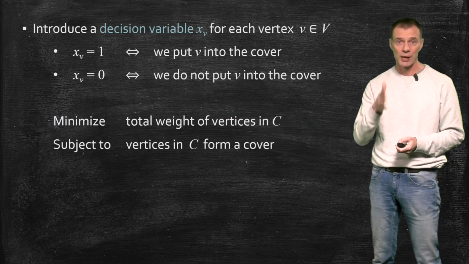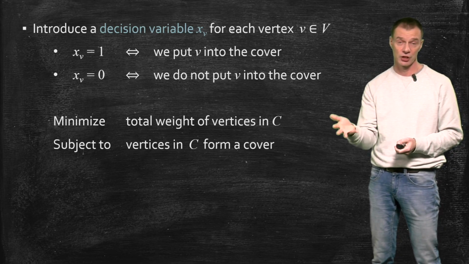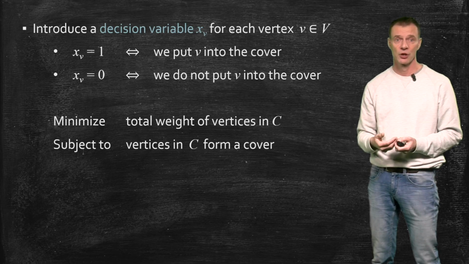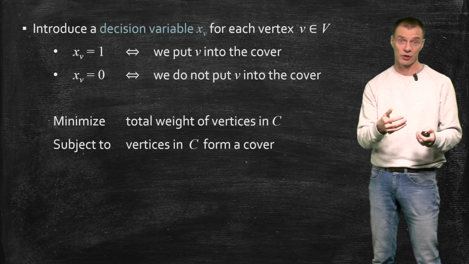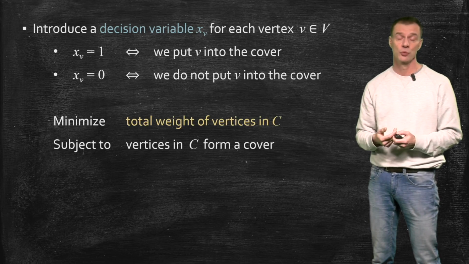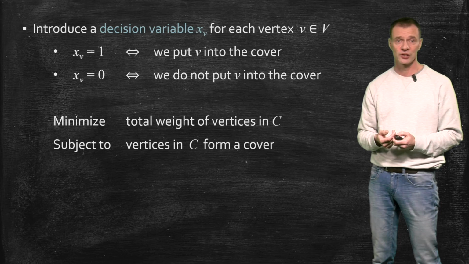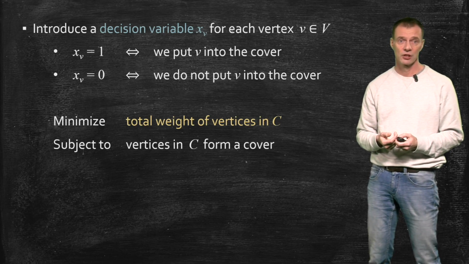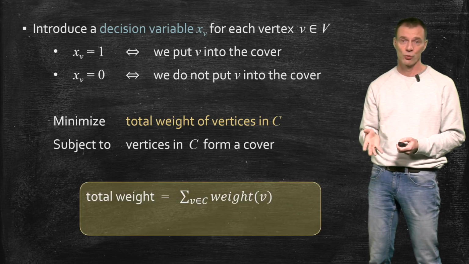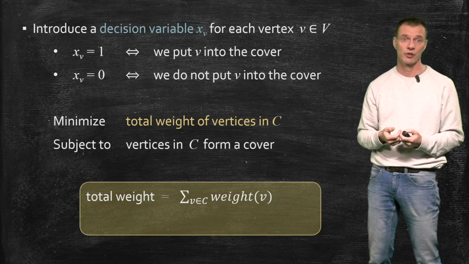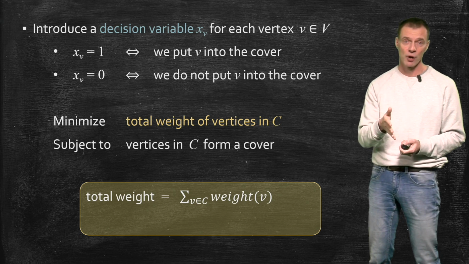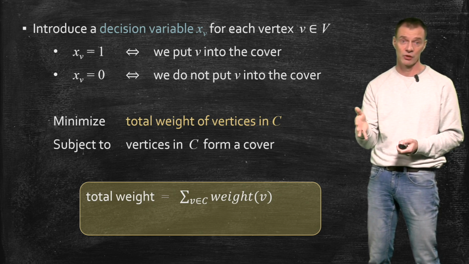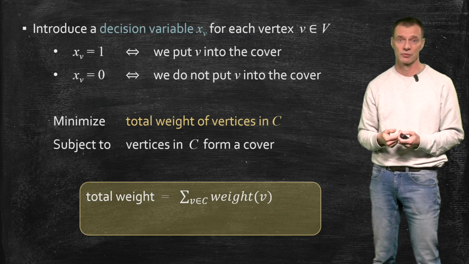So we want to minimize the number of vertices in the cover, subject to, what are the constraints? Well, it should be a cover. The set of vertices C should be a cover. So let's see how to do that. Let's first look at minimizing the total weight. Well, what's the total weight in the cover? Well, by definition, it's simply the sum over all vertices in the cover of the weight of that vertex.